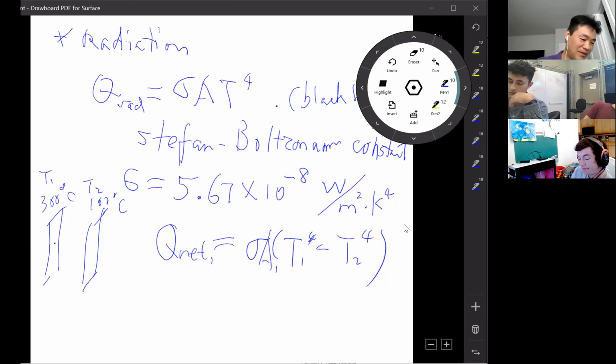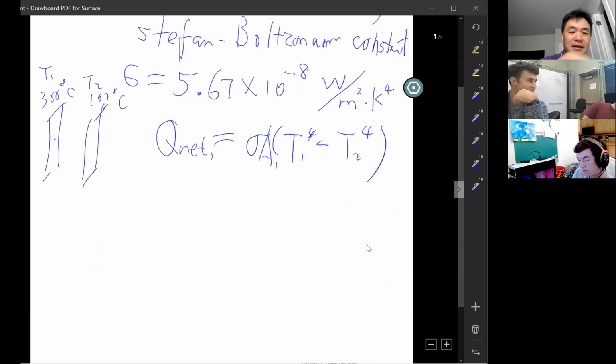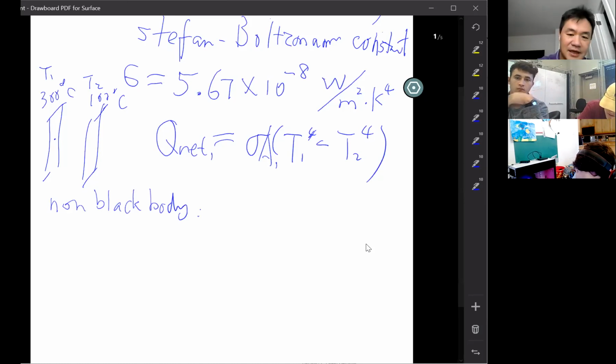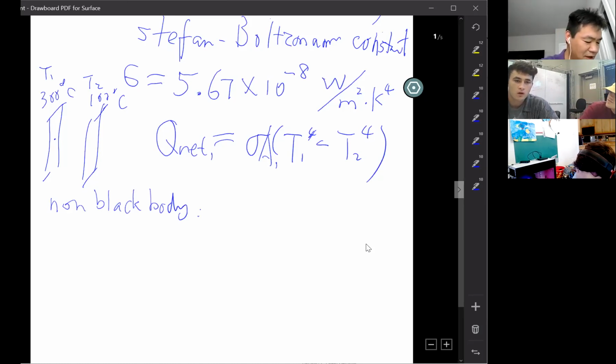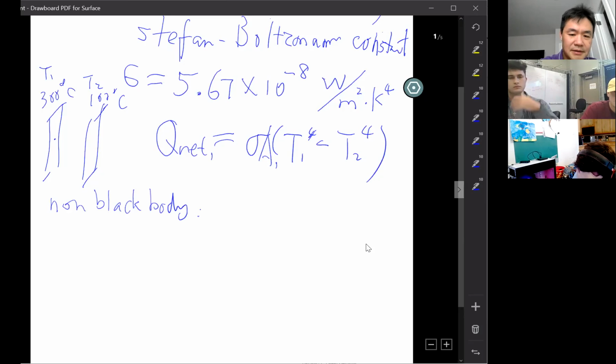Okay. So this is a black body. What if it's not a black body? Okay, non-black body. We have to introduce something called emissivity, right? It's called the emissivity.